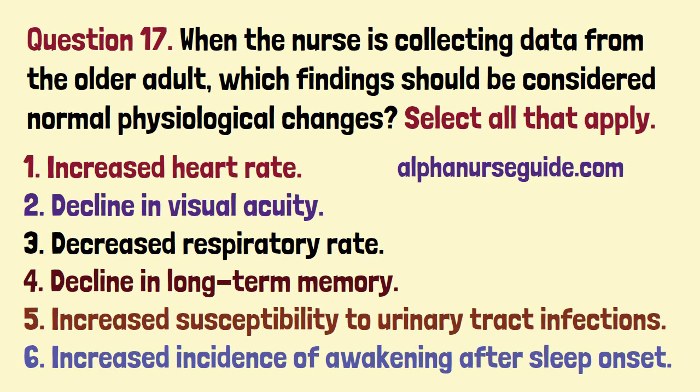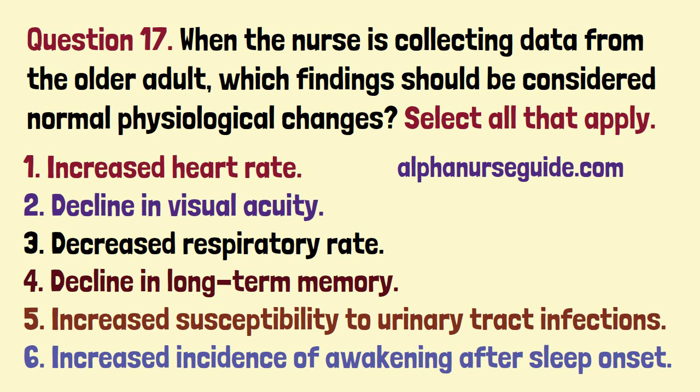Question 17. When the nurse is collecting data from the older adult, which findings should be considered normal physiological changes? Select all that apply. 1. Increased heart rate. 2. Decline in visual acuity. 3. Decreased respiratory rate. 4. Decline in long-term memory. 5. Increased susceptibility to urinary tract infections. 6. Increased incidence of awakening after sleep onset.